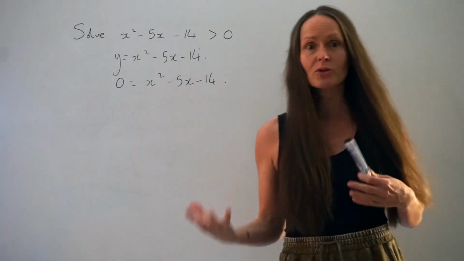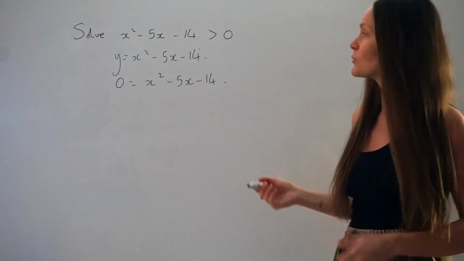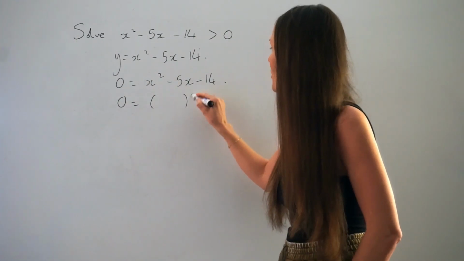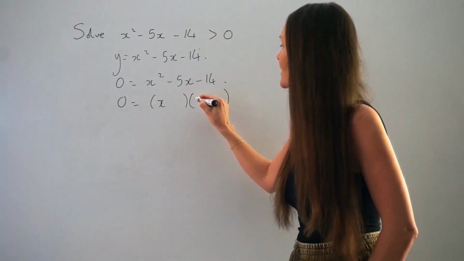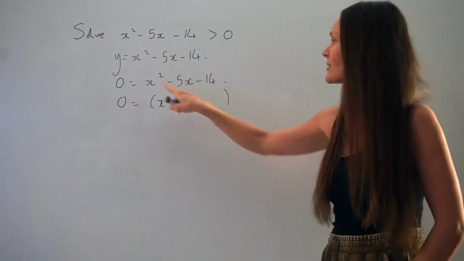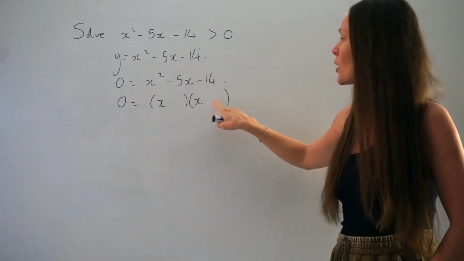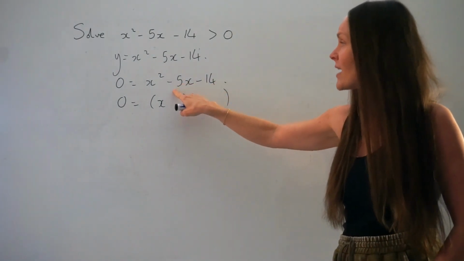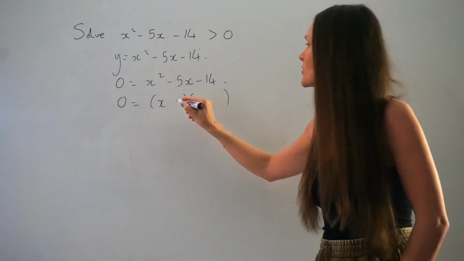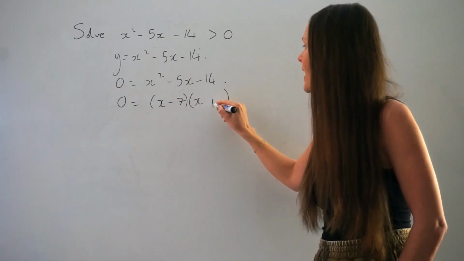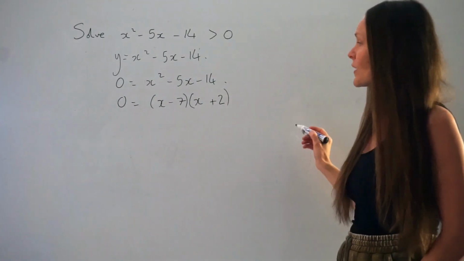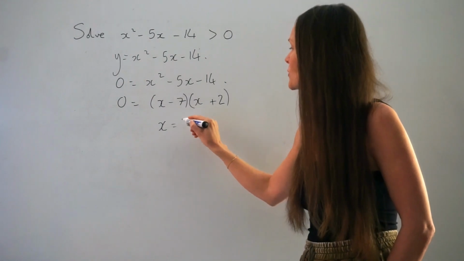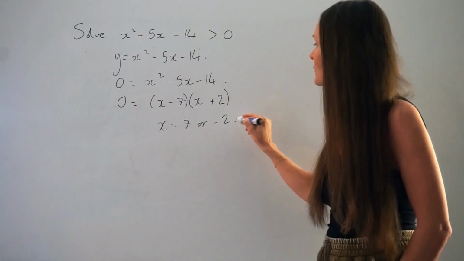And now I'm just solving this quadratic equation. Okay, so you could use the quadratic formula, or this is quite a nice one, we can factorize this one. So I'm going to pop that quadratic now into brackets. We're going to put in the x values first, so x multiplied by x gives me the x squared. Now these two numbers have to multiply to give negative 14, and they have to add together to give negative 5. So it should be negative 7 and positive 2. So if I solve this equation, I know the x values are positive 7 or negative 2.